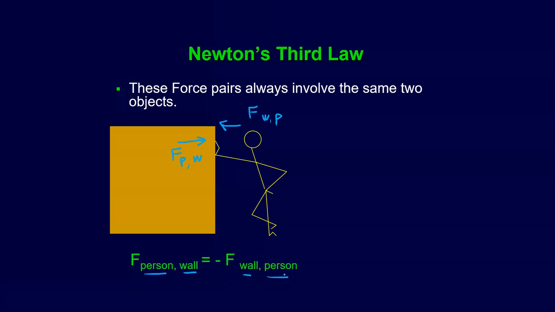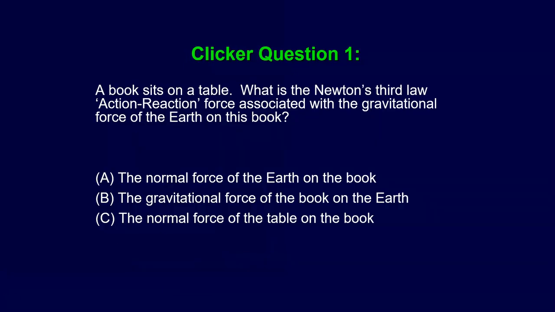The tricky part, again, is that these forces always involve the same two objects. They're always the same kind of force. Here's a classic example. A book sits on a table. What is the Newton's third law action-reaction force associated with the gravitational force of the Earth on this book? Go ahead and pause this and think about it, and we'll talk about it.